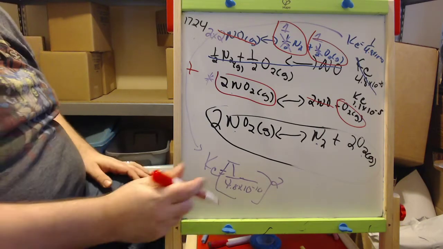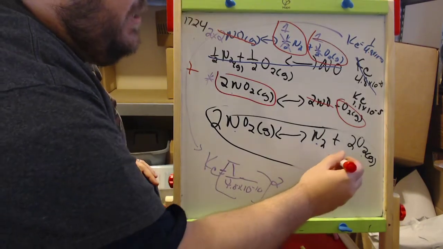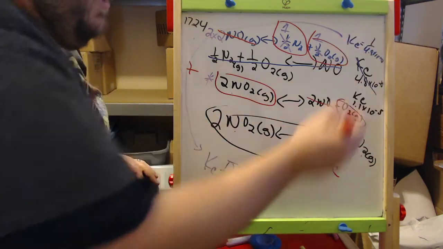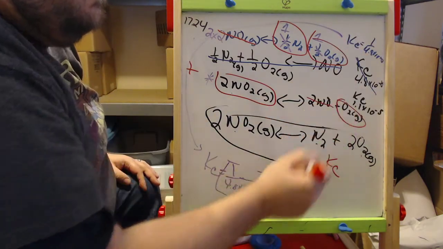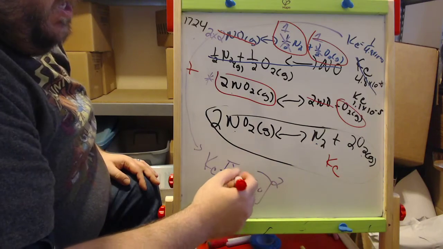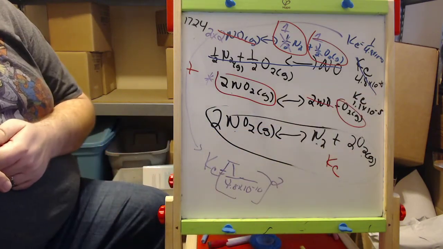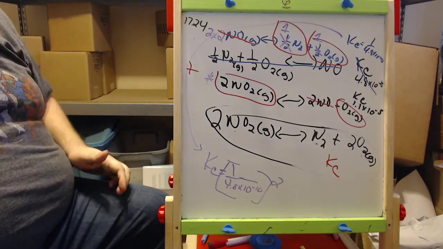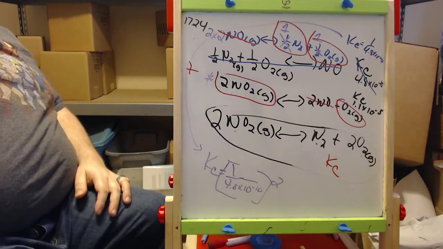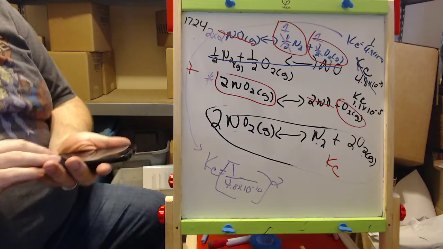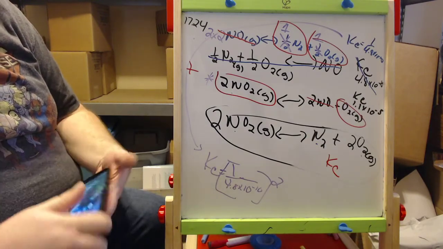Now, to find our Kc value for this reaction, I've got to multiply these two values together. So I've got to multiply this value by that value. And whatever you get, I don't have... Do I have my phone even on me here for a calculator? That's the one thing I didn't pack up out of my office. I have 4 calculators sitting on my desk.